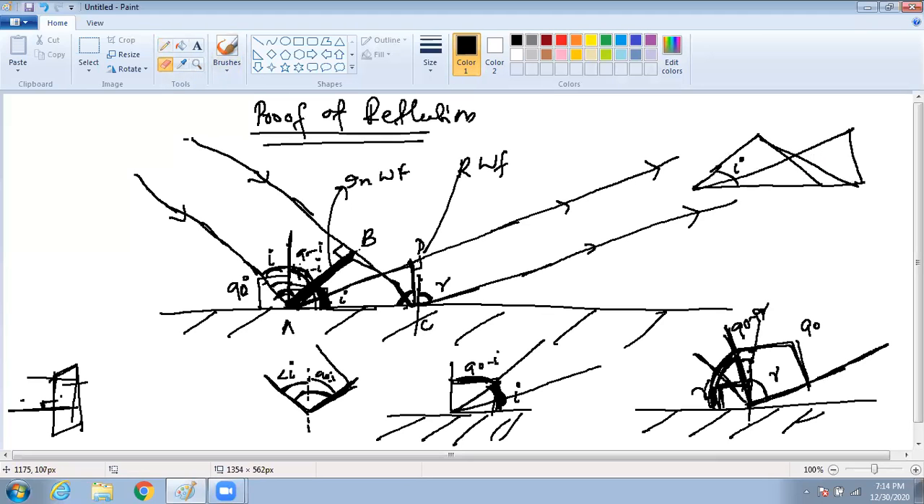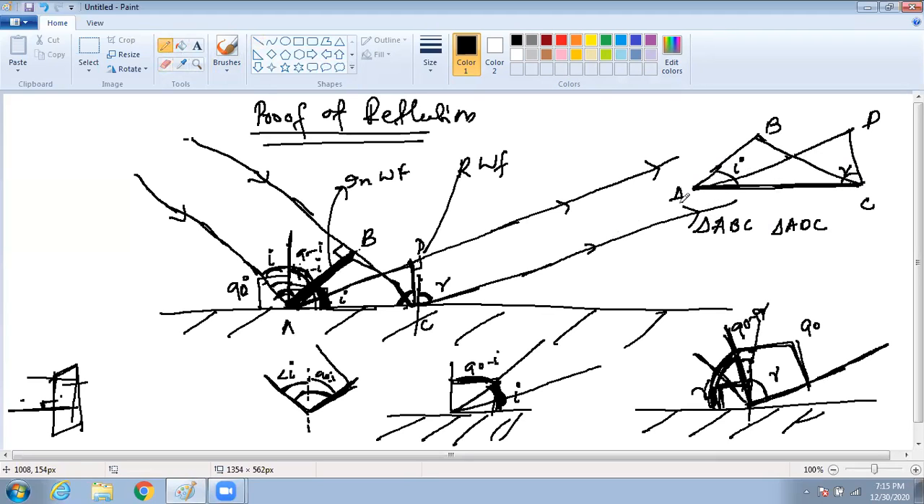The problem is I am not able to draw well with this digital pen. Now it becomes a little difficult to draw. So this angle is how much? R. Clear? This is your B, this is your A, this is your C, and this is your D. So now let us take triangle ABC and triangle ADC.